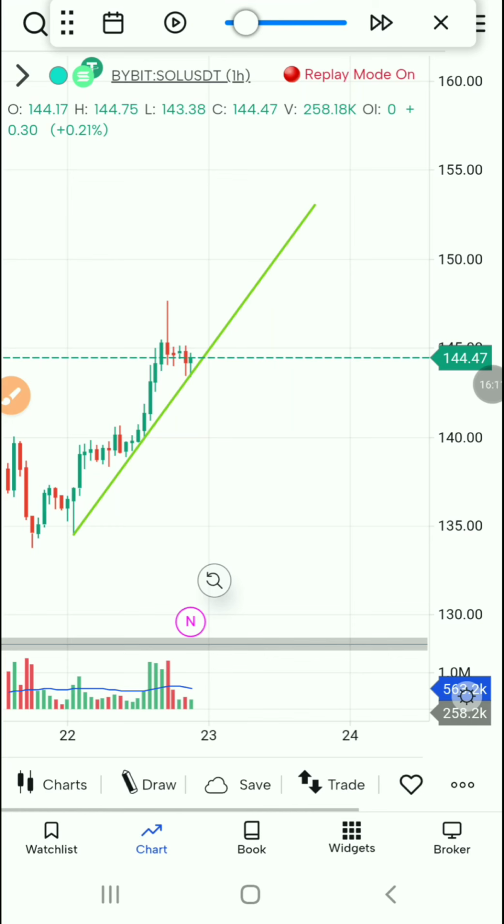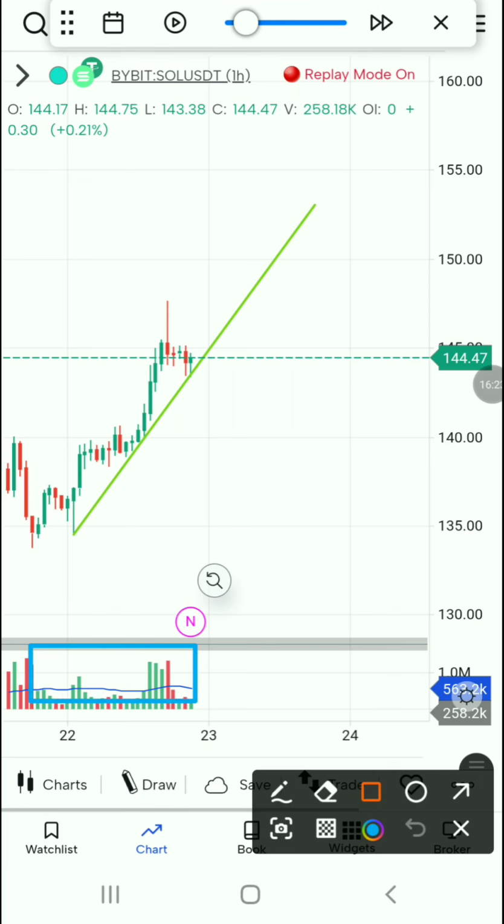Now back to the topic. To confirm if the price wants to bounce off from the trend line, all you have to do is turn on the volume indicator, which we have already done. So this is our volume indicator right here.